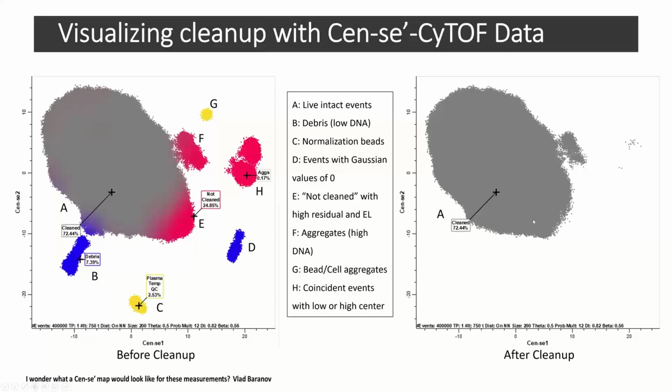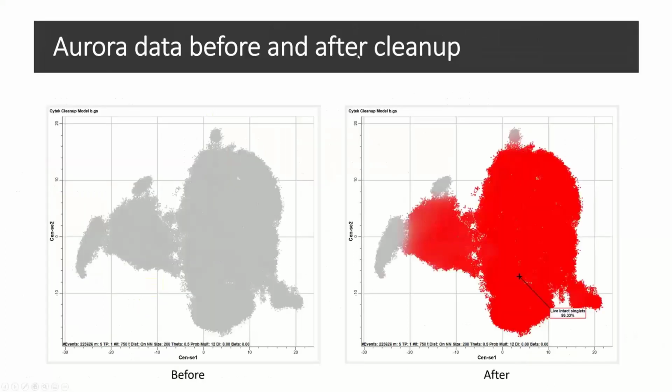This is after cleanup. And again, the same process occurs with the Aurora data before and after cleanup. So we can look at before cleanup, see a lot of different populations, and then after, the red events would be the events that will actually go through for further analysis. And if we wanted to, we could draw a little region around these gray populations and see if we can identify those, and they are aggregates and debris and so forth.